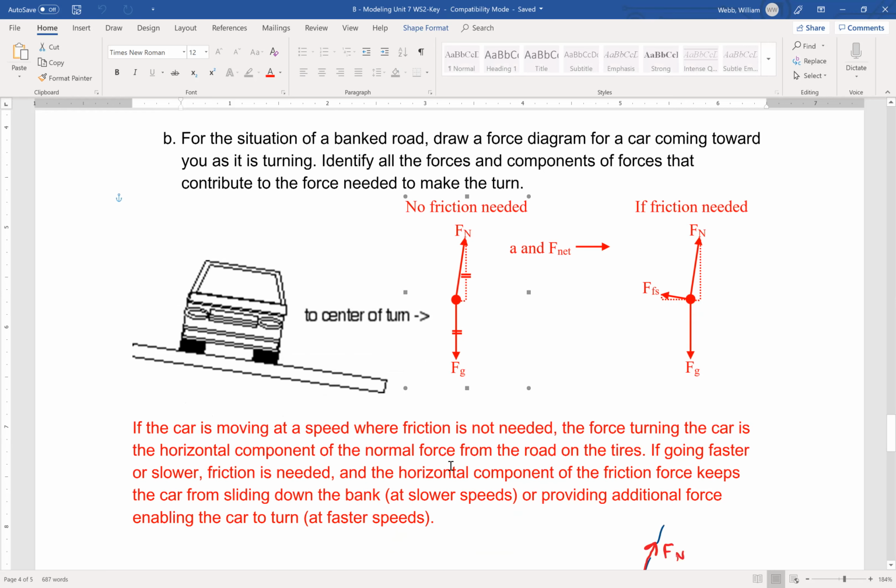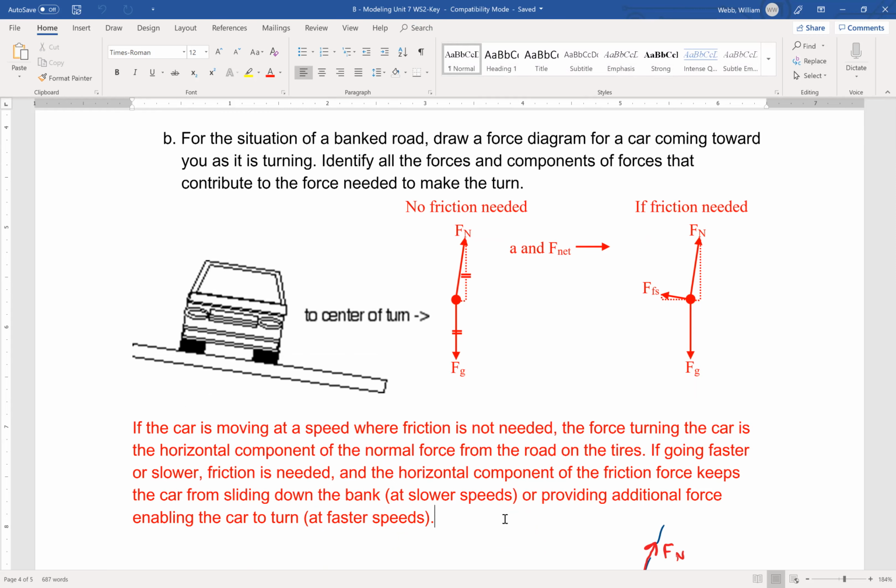For their explanation, though, it says, if the car is moving at a speed where friction is not needed, the force turning the car is the horizontal component of the normal force from the road on the tires. If going faster or slower, friction is needed, and the horizontal component of the friction force keeps the car from sliding down the bank at slower speeds or provides additional force enabling the car to turn at faster speeds. So I want to talk about all three situations with my diagram that they've mentioned here in this paragraph.